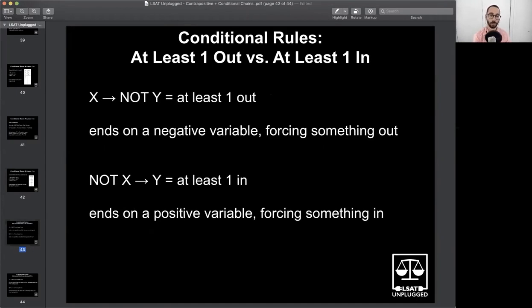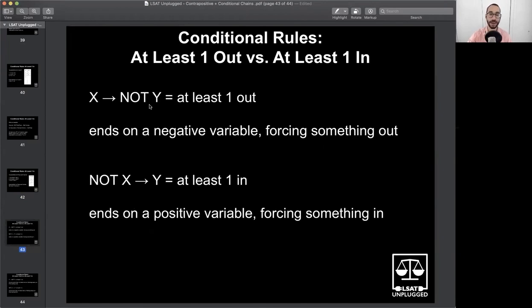The at least one out is when we start with a positive and end with a negative. So the position of the variables around the arrow with regard to positivity and negativity determines everything. If we start with positive and end with negative, that is the conflict. That is at least one out, and that is the easier concept to get.